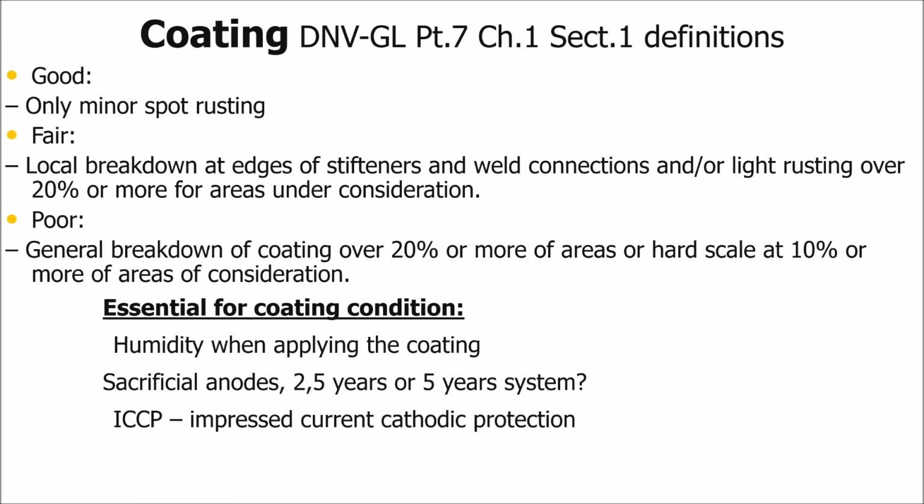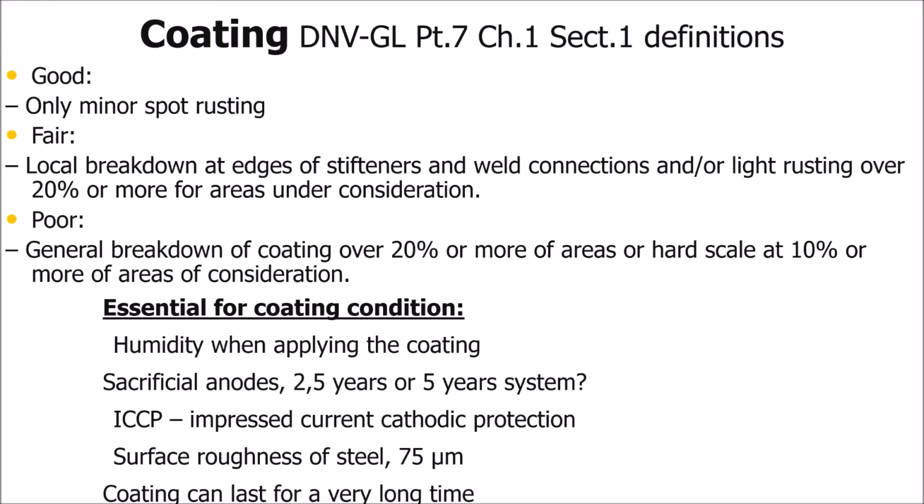We have the ICCP, impressed current cathodic protection. The surface roughness is very important here, so that the paint will stick. So 75 micro is what is standard here to have a good surface for applying paint. And then if you do this correctly with low humidity and stuff, and the correct temperature at the steel even, the coating can last for a very, very long time.